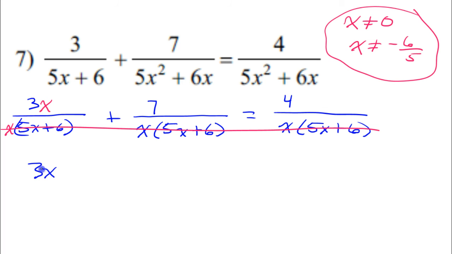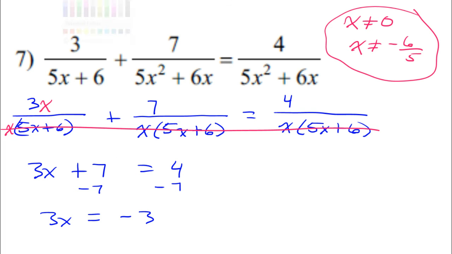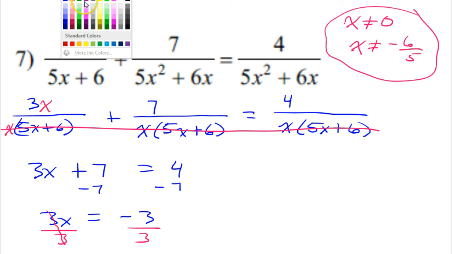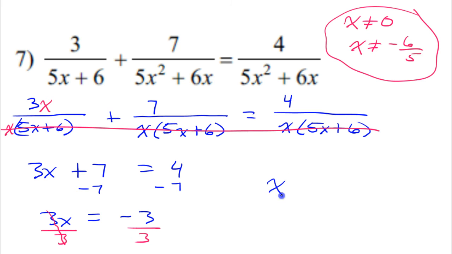So that'll be 3x plus 7 is equal to 4. Pretty simple equation to deal with. So subtract 7 from both sides. That gives me 3x is equal to negative 3. When I divide both sides by 3, I'm going to just get x equals negative 1. And that is not one of my excluded values, so that is the solution.